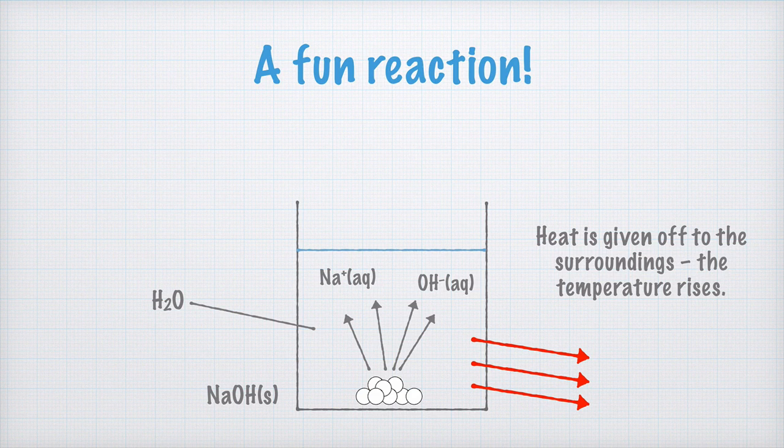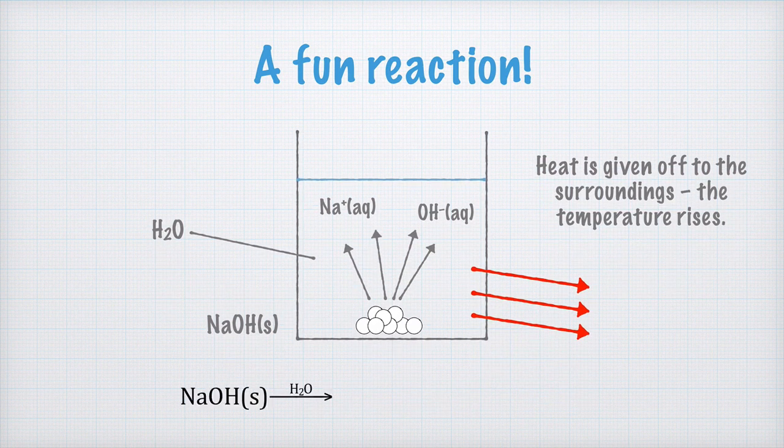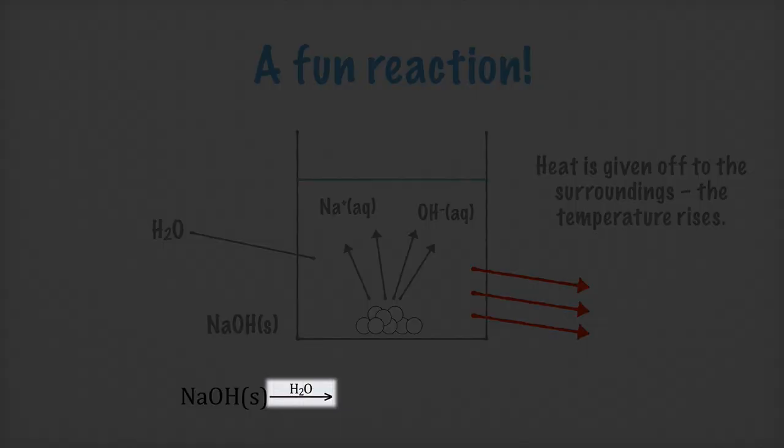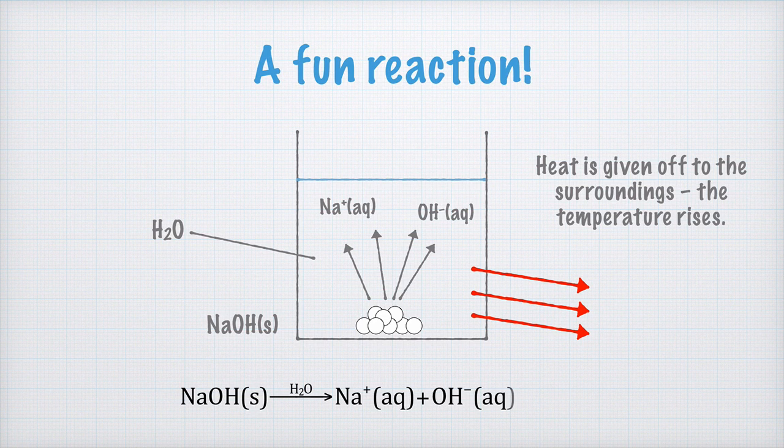We can write a chemical formula for what happens here too. We have the solid sodium hydroxide here. But because the sodium hydroxide doesn't really react with water, it's only dissolved in it, we write water above the reaction arrow like this. Now, aqueous sodium and hydroxide ions form, that is, ions dissolved in the water. But, as I also said, heat is released. We can indicate this by adding energy to the reaction formula like this.